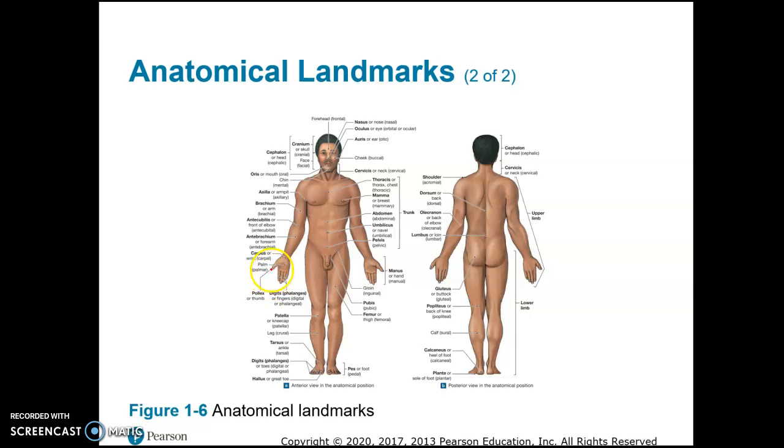The thumb, we just call that the pollex. We don't call it a region or anything. We just call it the pollex. The thumb is the pollex. The fingers are digits or phalanges, and so we call this whole region where the fingers are the phalangeal region. Then let's move down the leg.